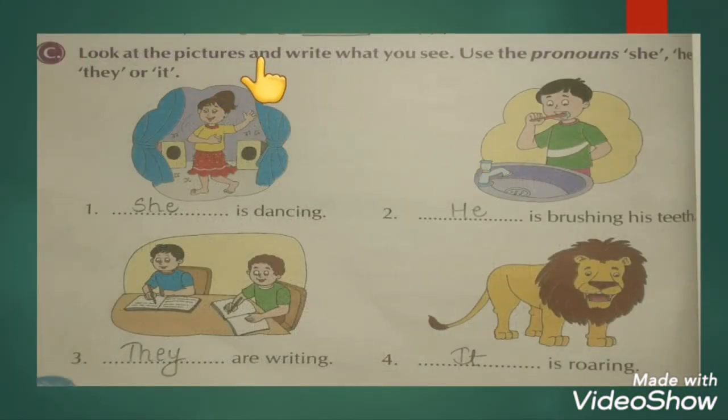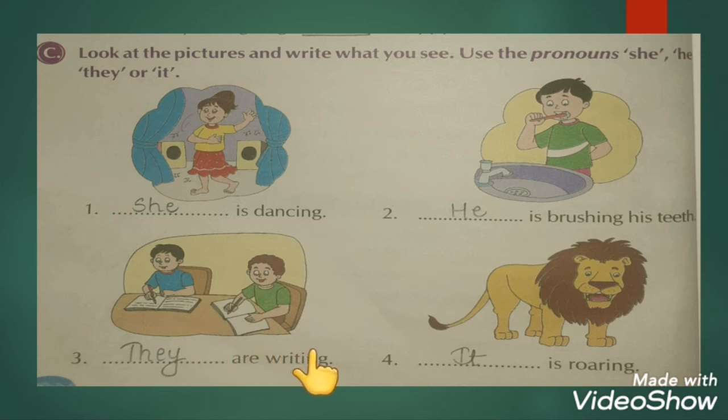Look at the pictures and write what you see. Use the pronouns she, he, they or it. We have to look at the pictures and we have to use pronoun according to that picture. Like we can see, Dash is dancing. So who is dancing? Girl is dancing. So we use she. Dash is brushing his teeth. Who is brushing his teeth? A boy. So we use he is brushing his teeth.